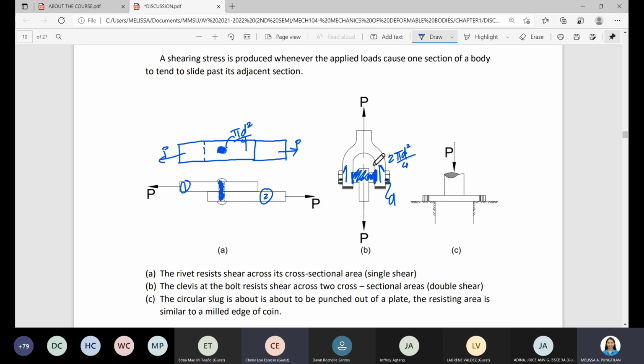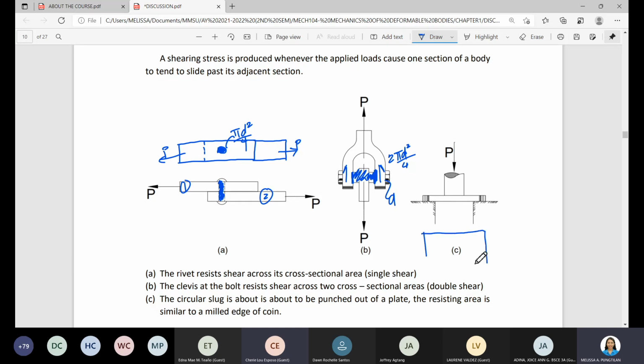then another shearing force na i-resist yung ating P para hindi gumalaw. And then we have here for illustration, letter C, we have the circular slug that is about to be punched out of a plate. The resisting area is similar to a milled edge of a coin. For example, meron tayong ditong plate. Ito yung plate natin, metal plate. And if we apply a force P, magkakaroon ngayon ng tinatawag nating punching shear.